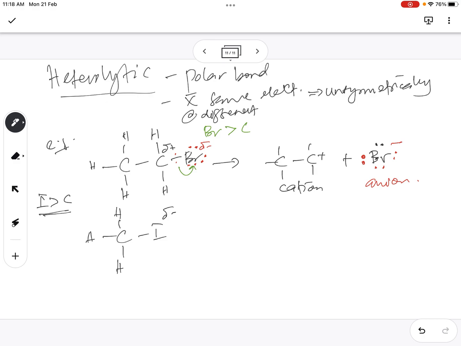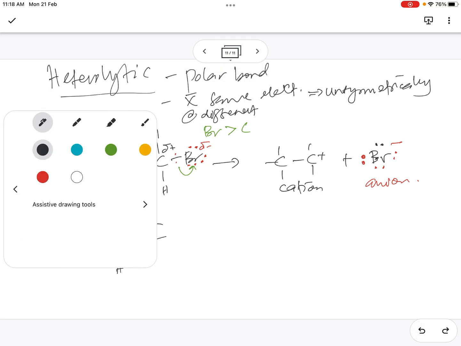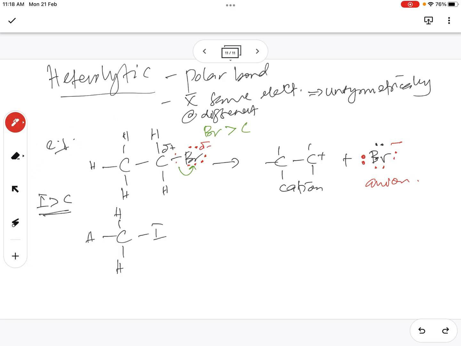So, iodine become partially negative. Before that, kita boleh letak lone pair. Tak nak letak pun tak apa. You don't want to put also can. Okay. Contoh saya bagi tahu yang tak nak letak lah. Katakan saya tak nak letak. So, since iodine more electronegative than carbon, iodine become partially negative, carbon partially positive. The bonding electron go to iodine.